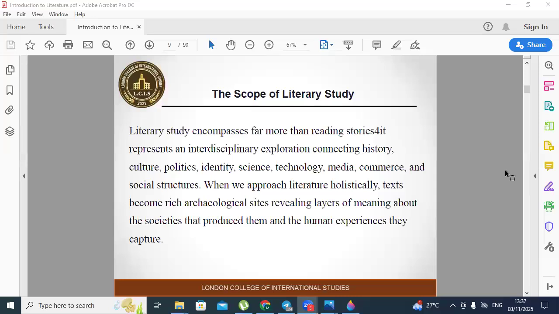Every text emerges from a specific historical moment, reflects particular cultural values, engages with political structures, explores identity formation, and sometimes even addresses scientific or technological questions. Understanding these connections makes us better readers and more informed citizens.